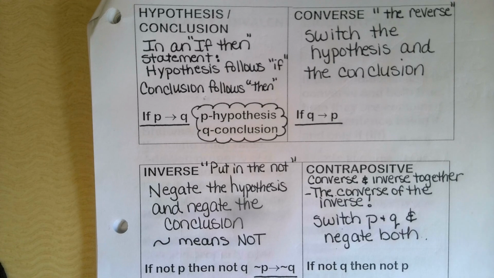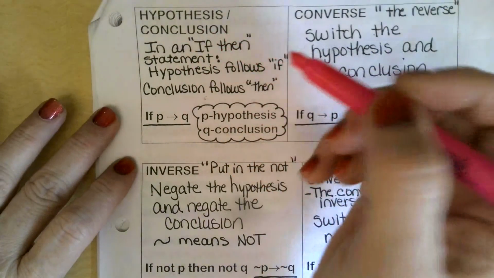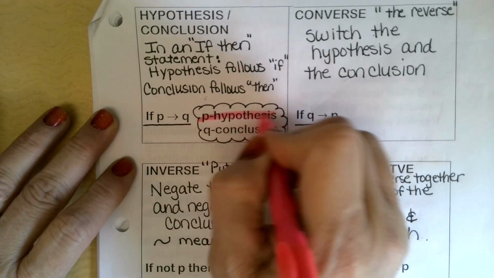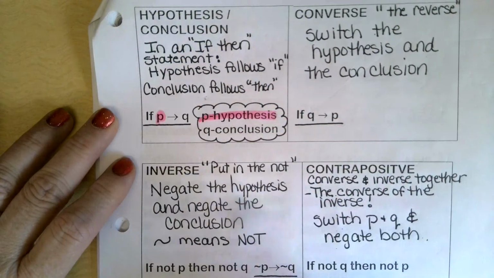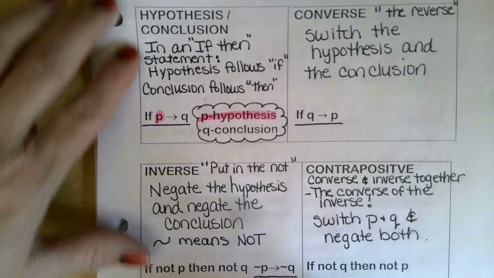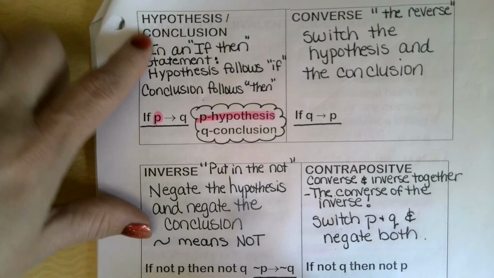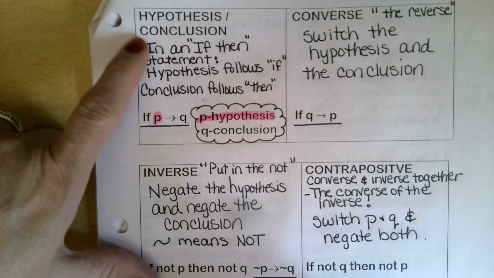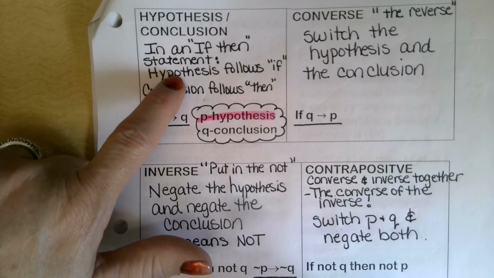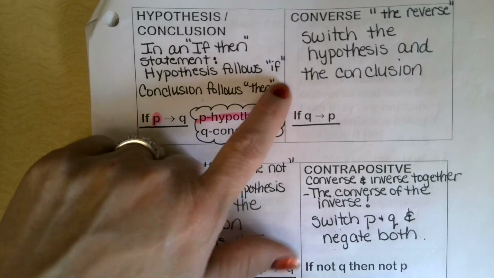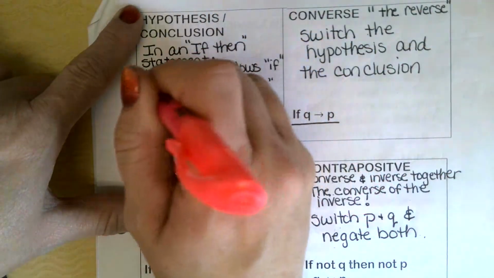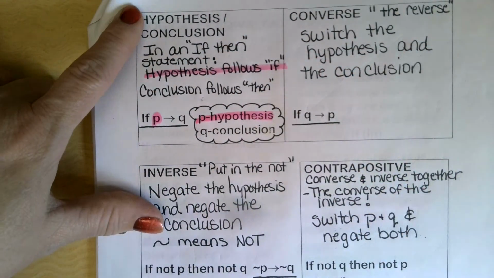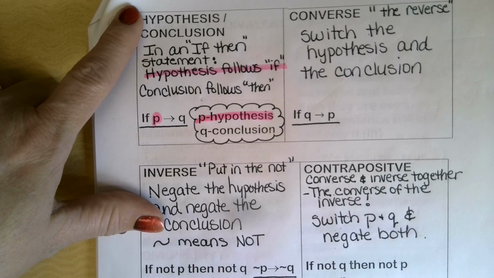All right, so when we start writing conditional statements, we have what's called a hypothesis and a conclusion. Okay, so the hypothesis is represented by the letter P. So I'm going to highlight all of these in pink, P for pink. And the actual definition is in an if-then statement. The hypothesis is what follows if. So the hypothesis follows if. You'll see that when we get to the problems.